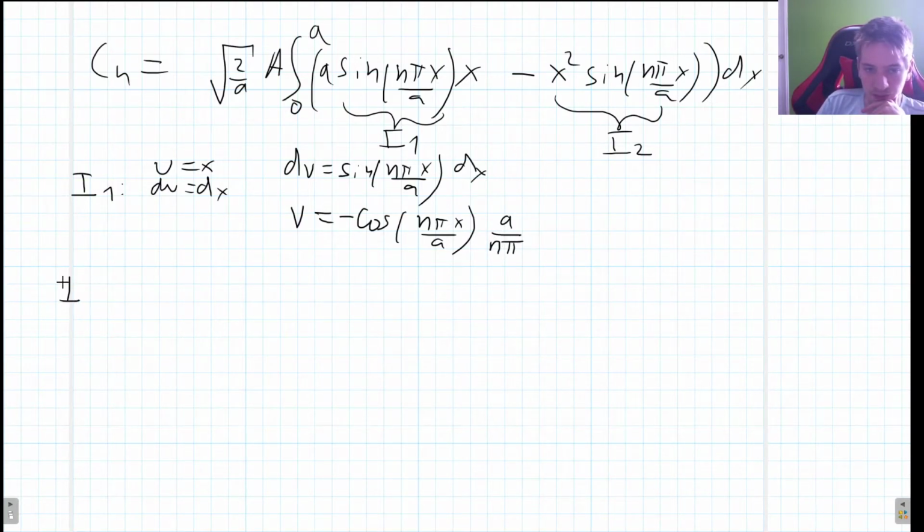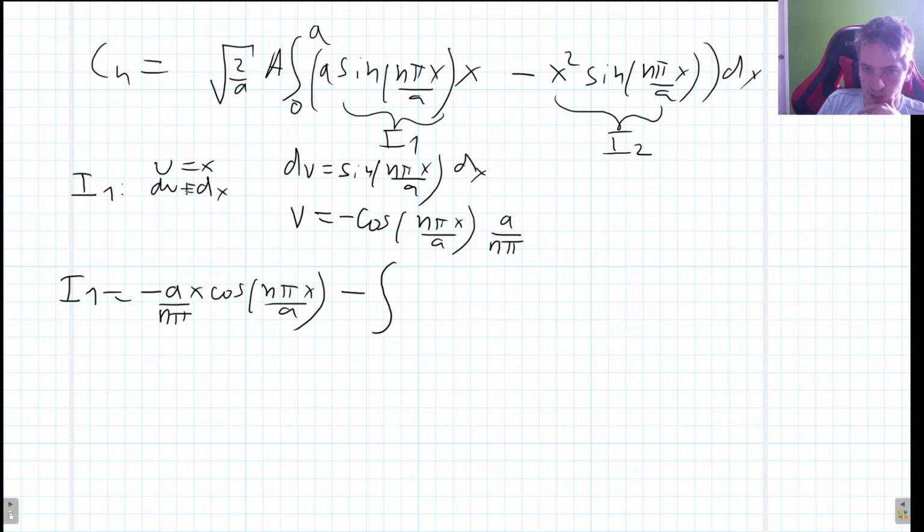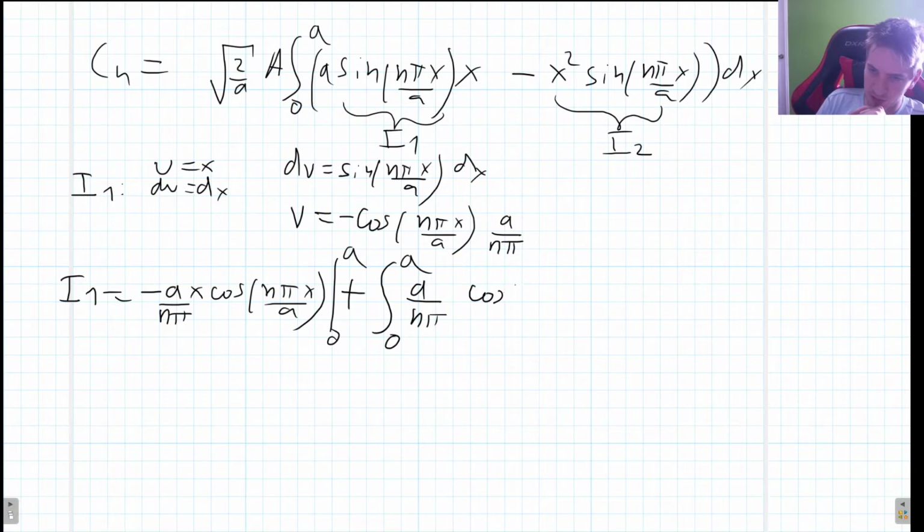Now for integral number 1 we multiply, so we get minus a divided by n pi times x cosine of n pi x divided by a, evaluated between 0 and a. The second term is minus the integral of the product of dx and this thing over here, but this already has a minus sign, so it's going to be plus the integral from 0 to a of a divided by n pi cosine of n pi x divided by a dx. Okay, great. So now let's continue.